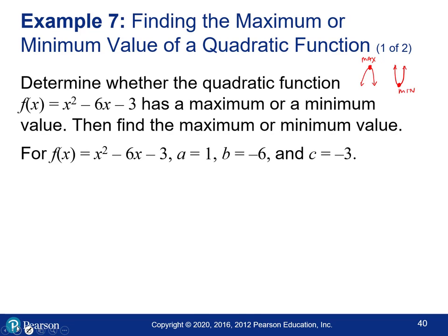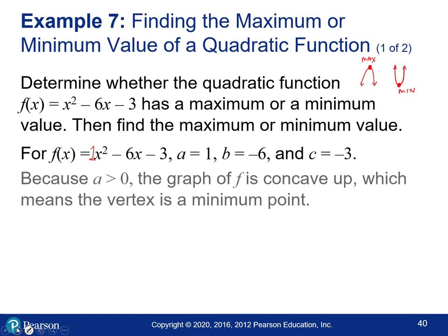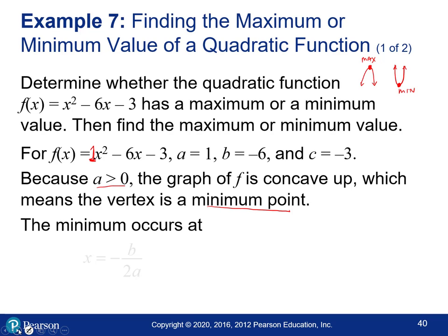And so notice for this function, your coefficients are a is 1, b is -6, c is -3. And then recall from last time, if the leading coefficient is positive, the graph is going to open upward. It's going to be concave up. So that's going to give us a minimum point. Because it's a positive x squared, this is an invisible 1 here, it's going to open upward. And so we have a lowest point. And so the minimum occurs at the vertex. Okay, so you just need to find the vertex.